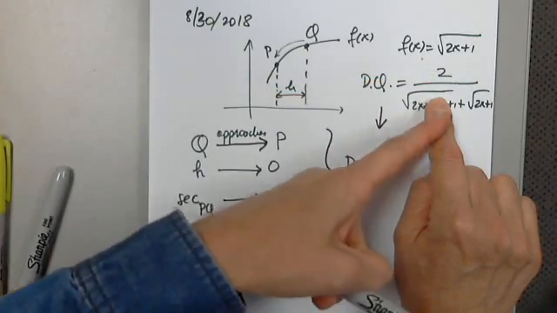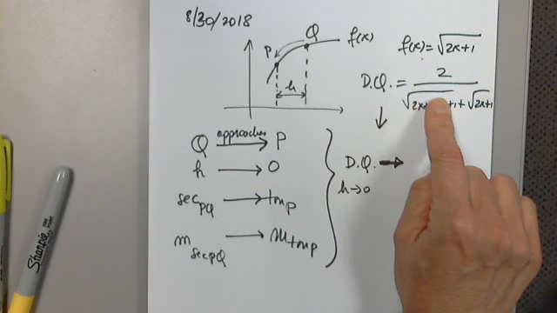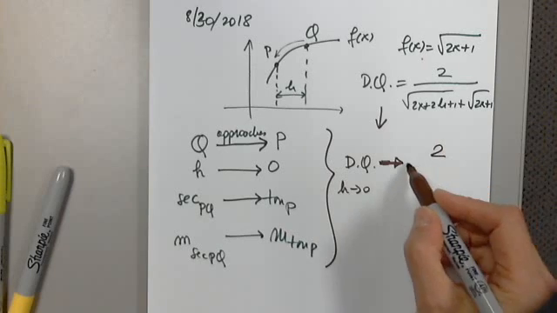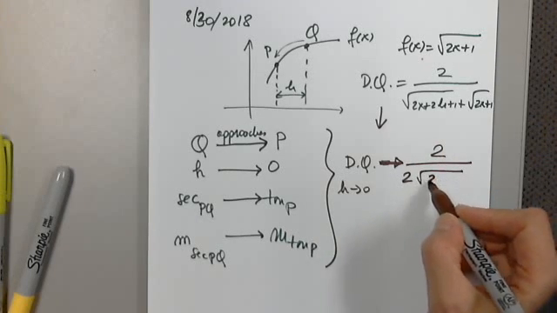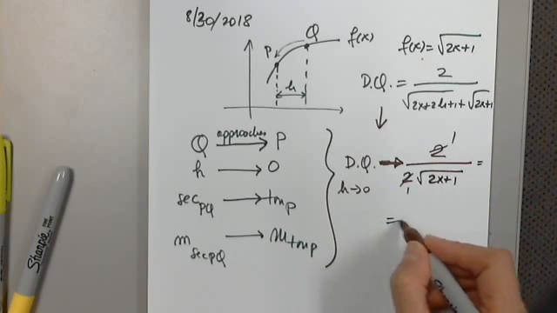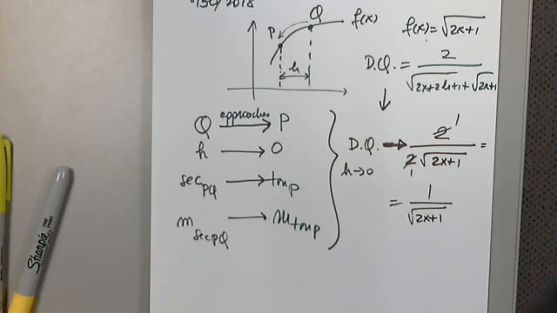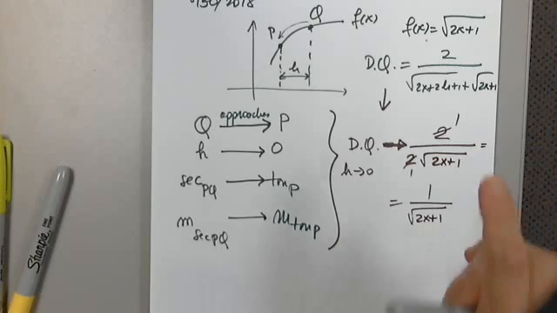I have the square root of 2x plus 1 plus the square root of 2x plus 1. How much is an apple plus an apple? 2 apples. Very good. So this is 2 over 2 times the square root of 2x plus 1. Of course, I will simplify, and I get 1 over the square root of 2x plus 1. Now the question is, for a moment, what does this represent for this function?